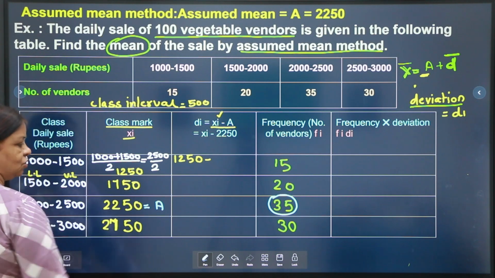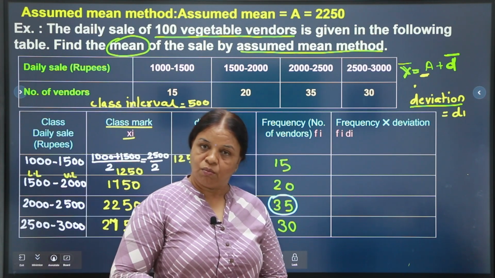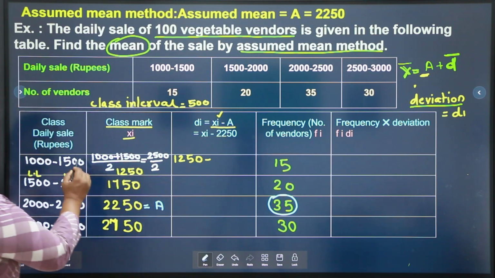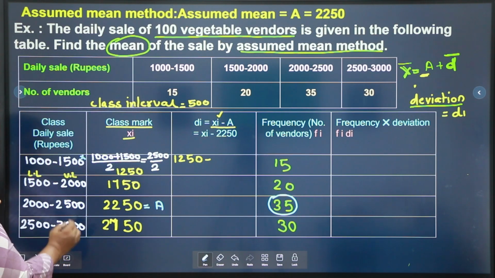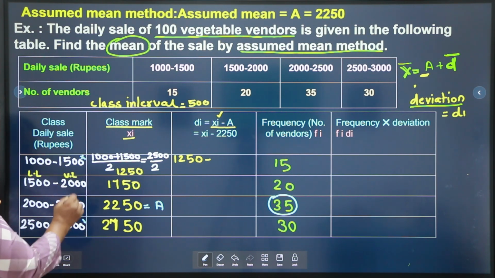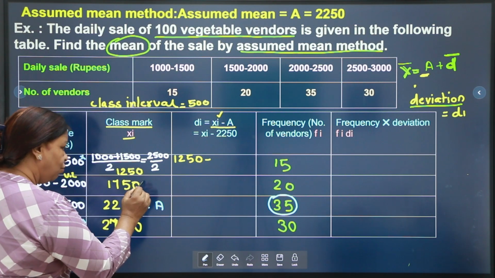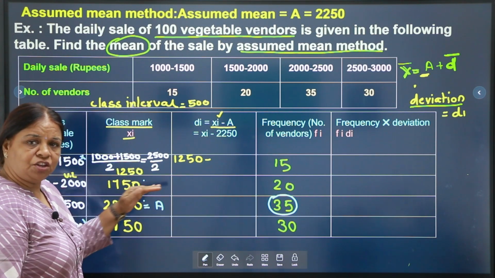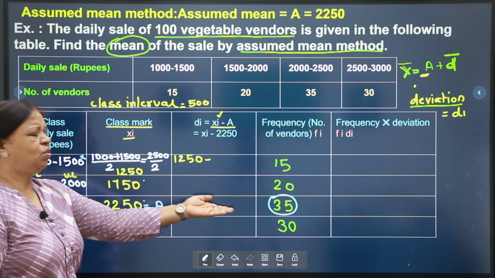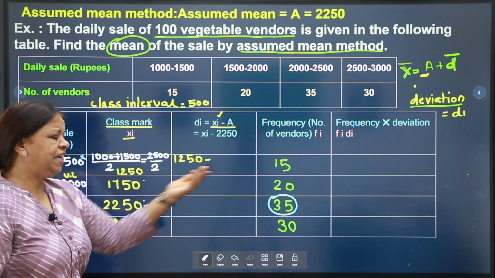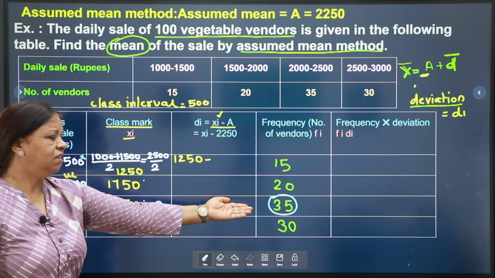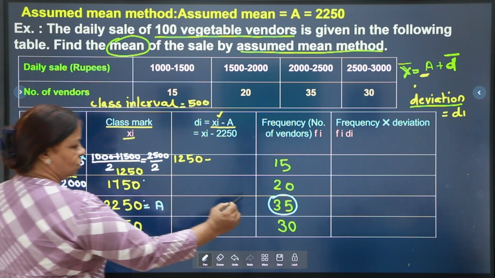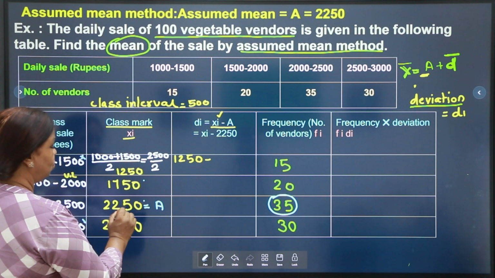A can be selected as 2250 because the frequency here is more, or you can also select a middle one. For example, this is the first and this is the last, and in the middle two are there. Out of these two, which value should we select as the assumed mean? The one which has the maximum frequency. Any one you can assume, children, but the maximum is better. Even if you assume 20 it will be okay, but I prefer assuming the one which has the maximum frequency. Out of two we have to select one. So the assumed mean is 2250.